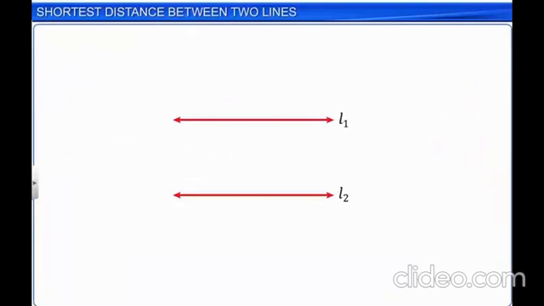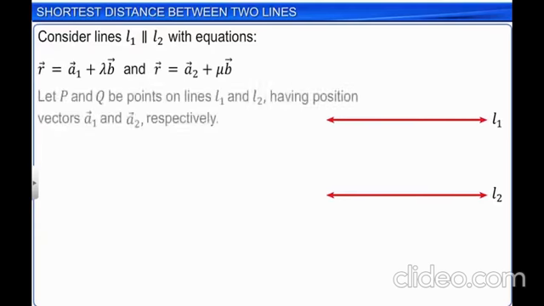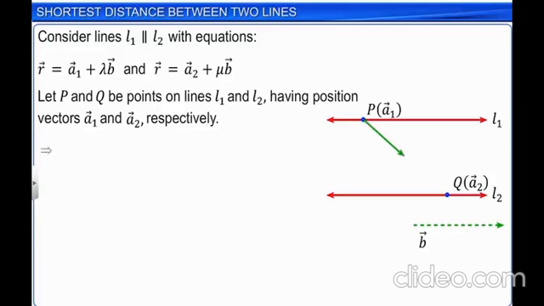Now, let us find the shortest distance between a pair of parallel lines. Consider a pair of parallel lines L1 and L2 represented by the vector equations as shown here. Here, A1 and A2 are the position vectors of points, say P and Q, on lines L1 and L2 respectively. Thus, vector PQ is given by vector A2 minus vector A1. Let this be equation 1. Draw a perpendicular from point P on line L1 that meets line L2 at R.